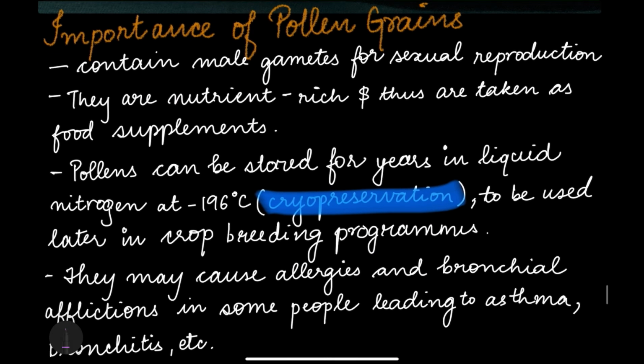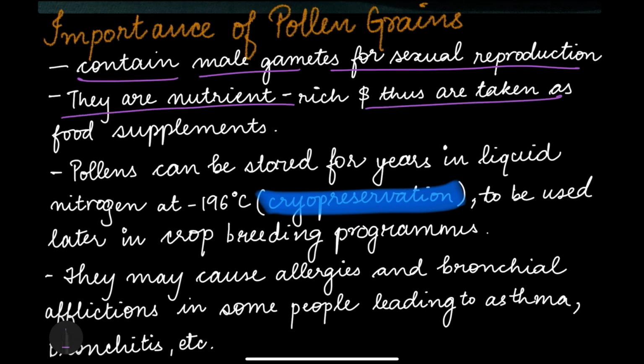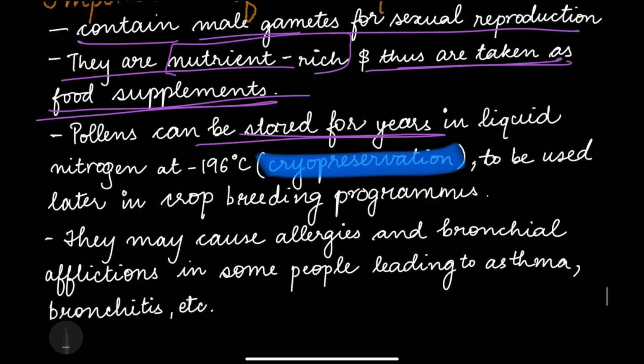Now we will do the importance of pollen grains. It contains male gametes for sexual reproduction. They are nutrient rich and thus are taken as food supplements. This is a very important point. It is nutrient rich and thus taken as food supplements. Pollens can be stored for years in liquid nitrogen at minus 196 degrees, that is called cryopreservation.